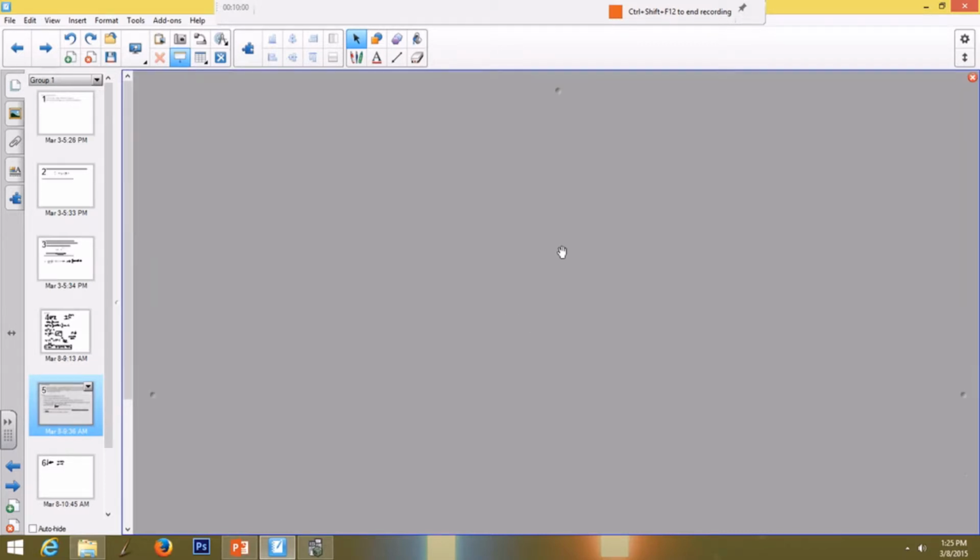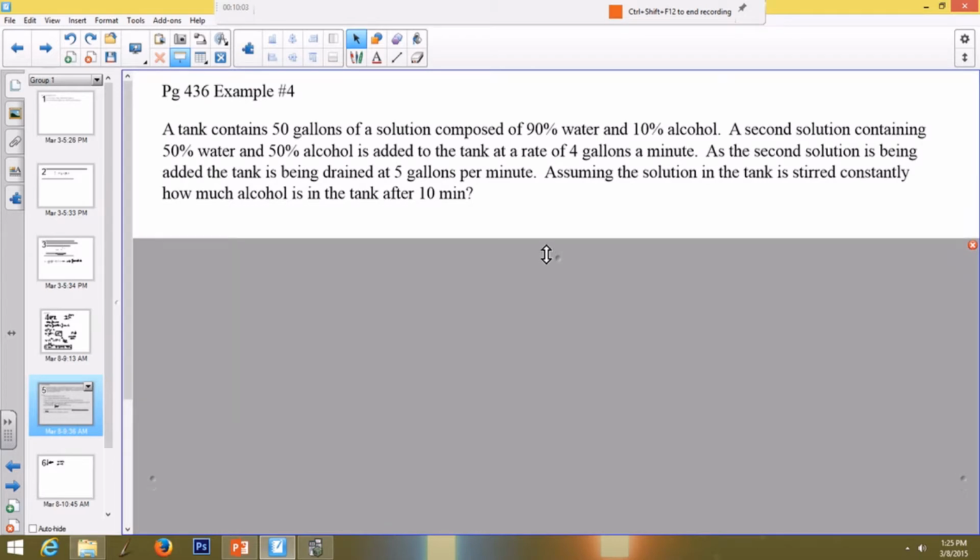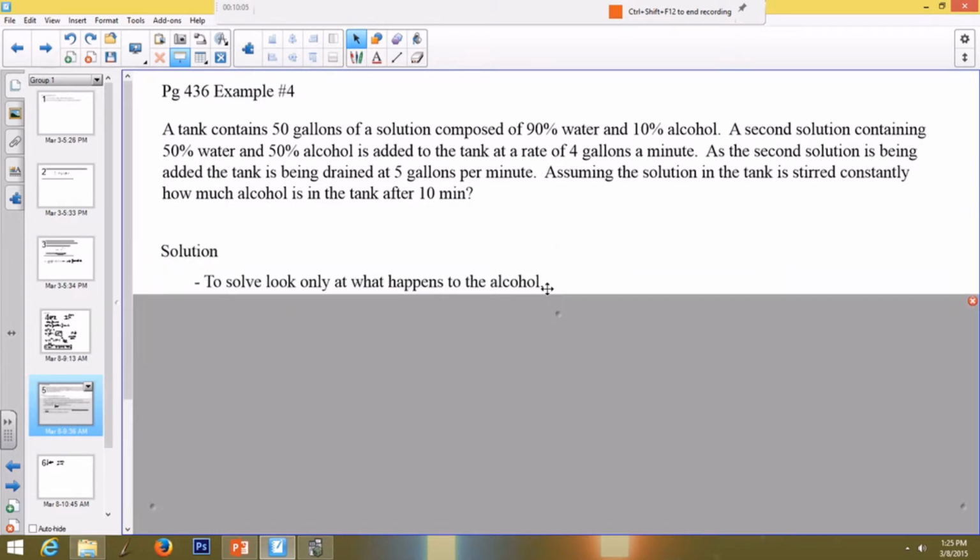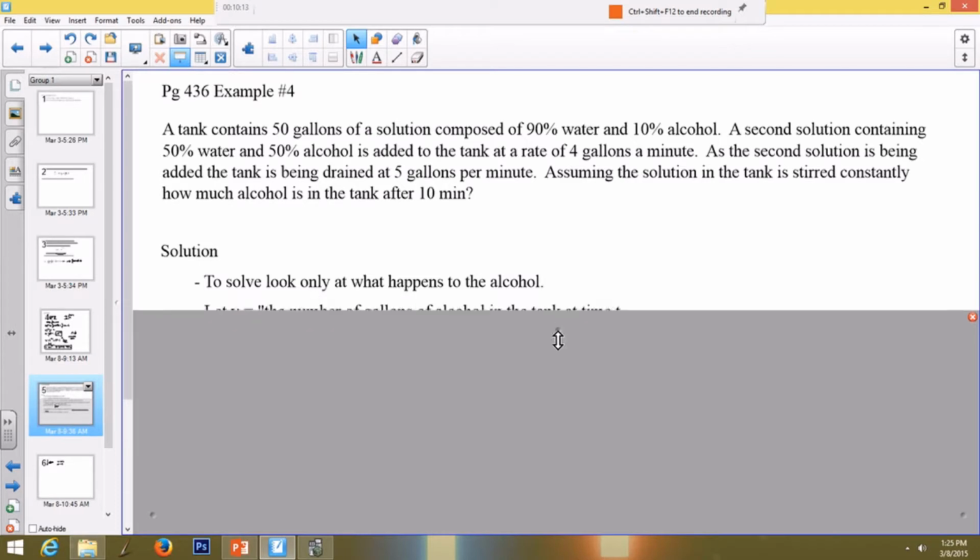And so they want to know how much alcohol is in the system after 10 minutes. And since they want to know how much alcohol, we are only going to look at what happens to alcohol. We're not going to care about the water. We're going to focus solely on the alcohol.